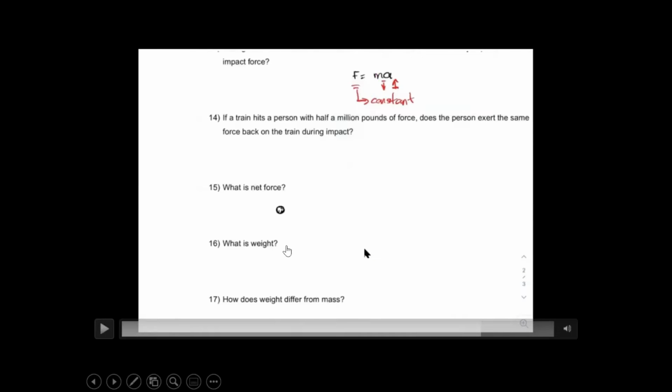So what's the net force? It's the summation of all forces, or sum total of all forces acting in a system. So add up the forces. These are vectors. Forces pointing towards the right are positive, left are negative.